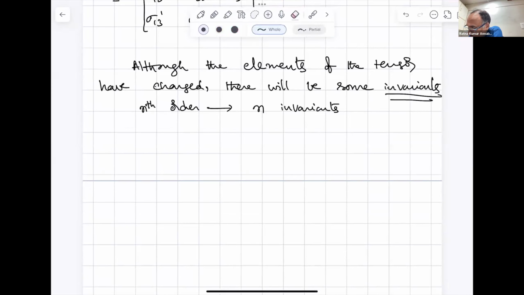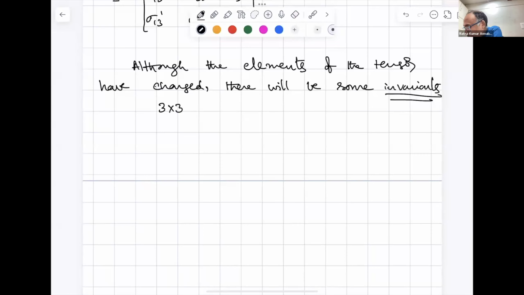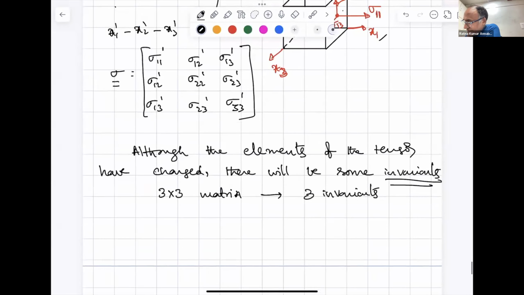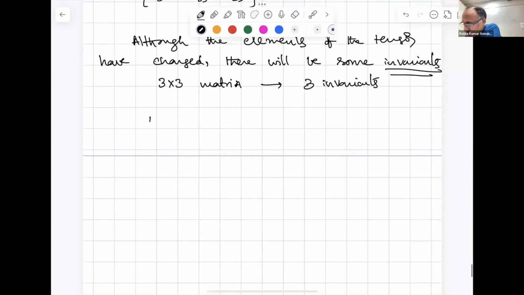No, sorry. I would not call it n invariants. If it is a 3 by 3 matrix, if it is represented, then you will have 3 invariants. So what are these 3 invariants? They are called I1, I2 and I3. These 3 are 3 invariants.